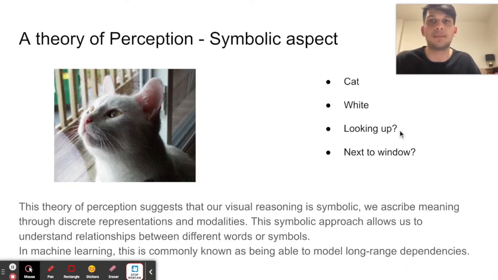So first, let's talk about a theory of perception. One thing that I like about VQGAN is that it prescribes an explanation of how we see things. What is it that you actually see in this image? So some of you will say it's a white cat looking up. Some of you will just say it's a cat. Nevertheless, we seem to encounter images through discrete representations: cat, white, or looking up. This theory of perception suggests that our visual reasoning is symbolic. We ascribe meaning through discrete representations and modalities. This symbolic approach allows us to understand relationships between different words or different symbols. In machine learning, this is commonly known as being able to model long-range dependencies.